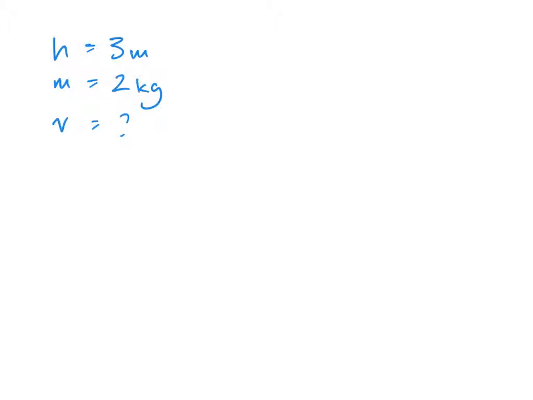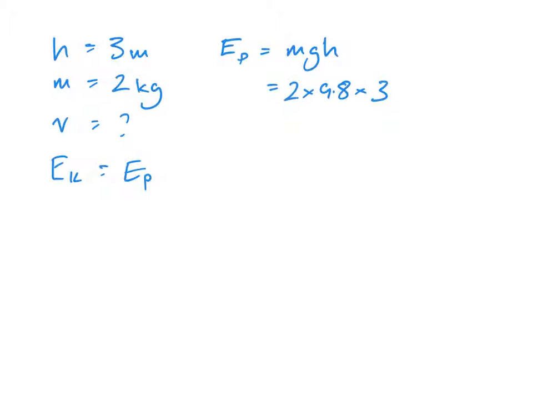So we can write down at this point that the kinetic energy will be equal to the potential energy, so EK will equal EP. And that gives us a bit of a hint in terms of how we're going to solve the problem. So we're going to use the value of h and m given to work out EP. And g, remember, if you don't remember it, it's given in the data sheet at the start of any exam anyway.